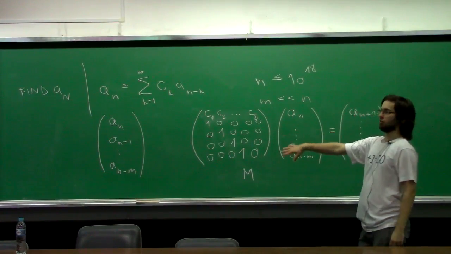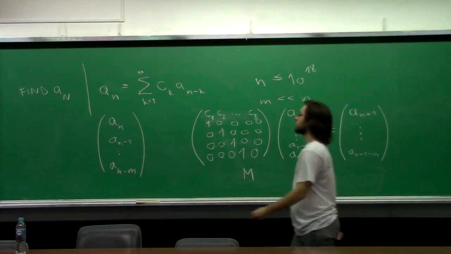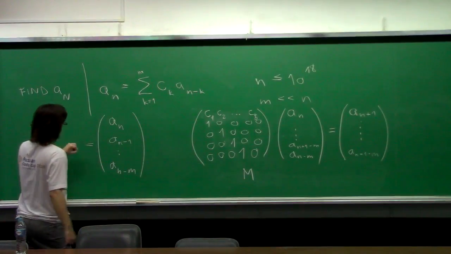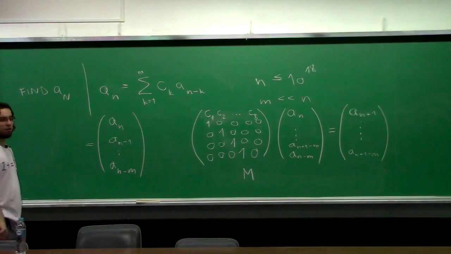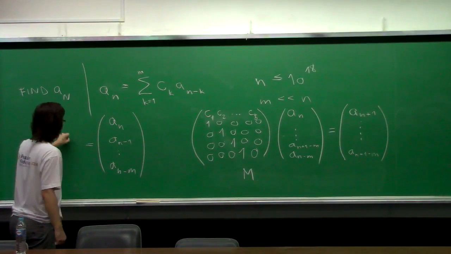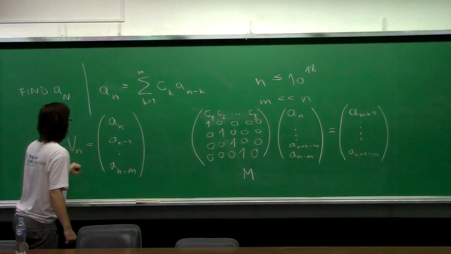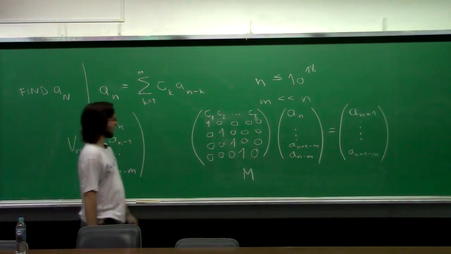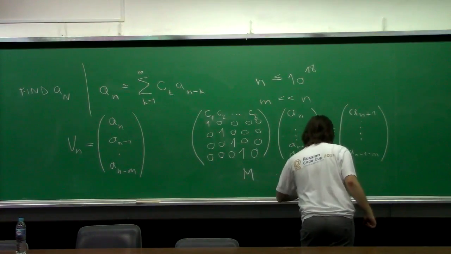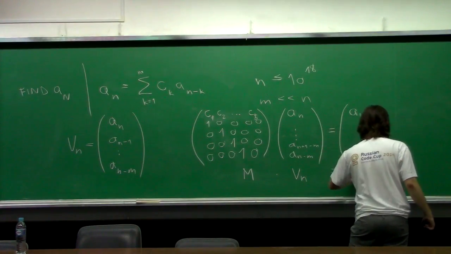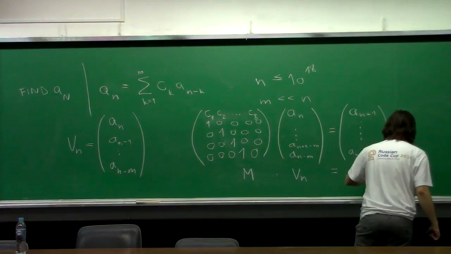Uppercase M. Let's denote this matrix by uppercase M, and the vectors we are computing by Vn. So M times Vn equals Vn+1.